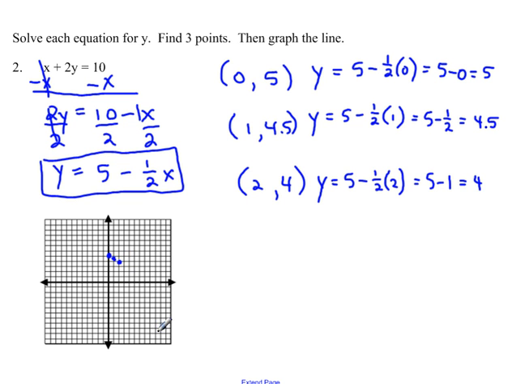Okay, you'll notice that you have 3 dots in a row. Connect the dots, and you should connect it entirely across the graph. Don't just make a little line. Try to make it straight and put arrows on the end. It helps if you have a straight edge to use, a ruler.